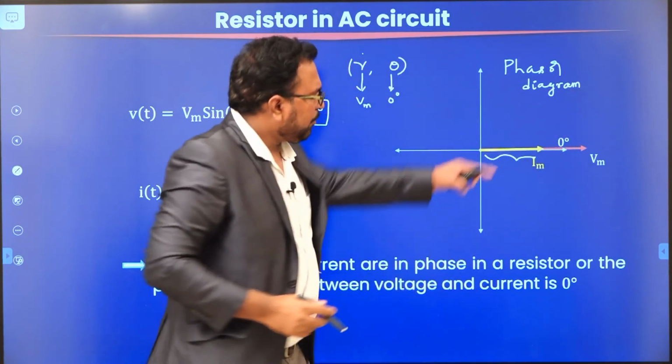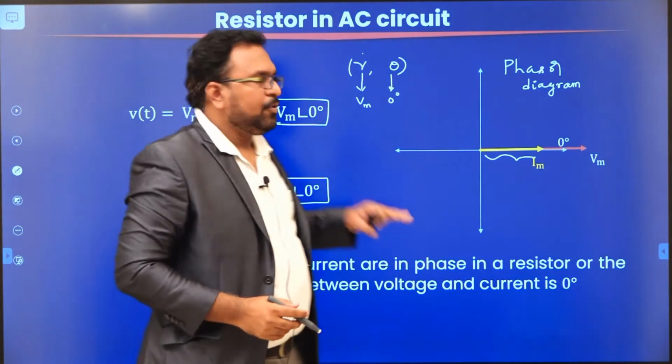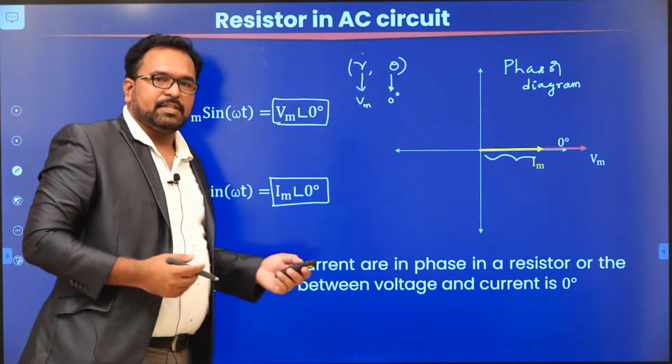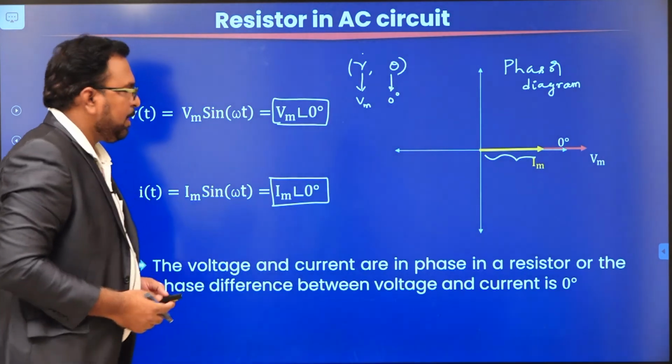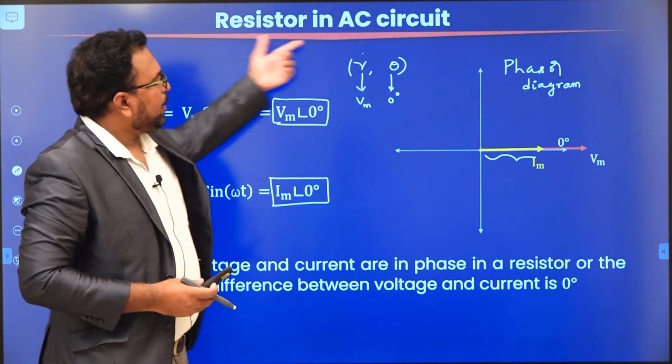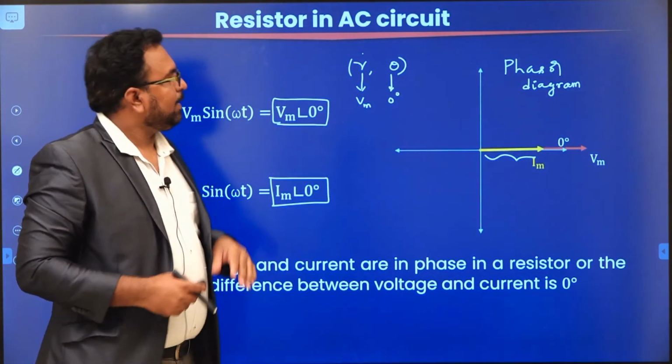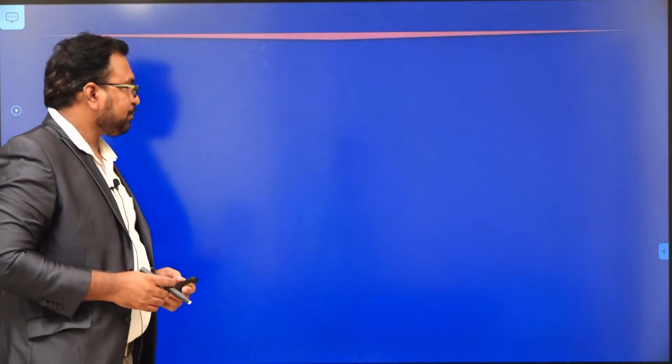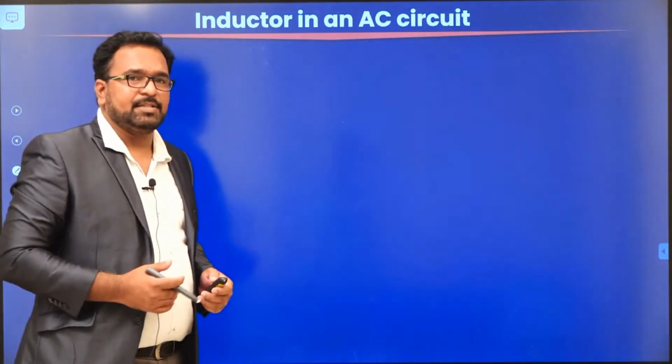Okay, by means of a rotating vector, we are going to use phasor notation or phasor diagram to represent this. That's how the resistor functions in an AC circuit. Let us discuss the inductor, and how an inductor behaves in an AC circuit.